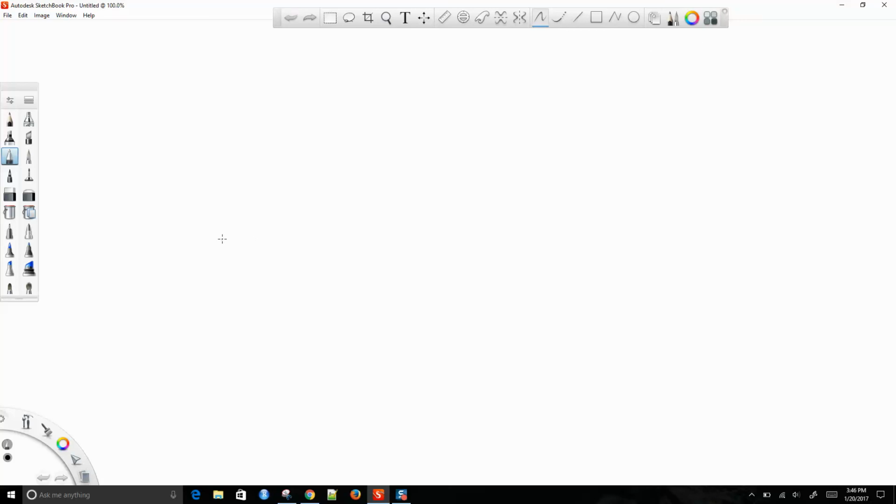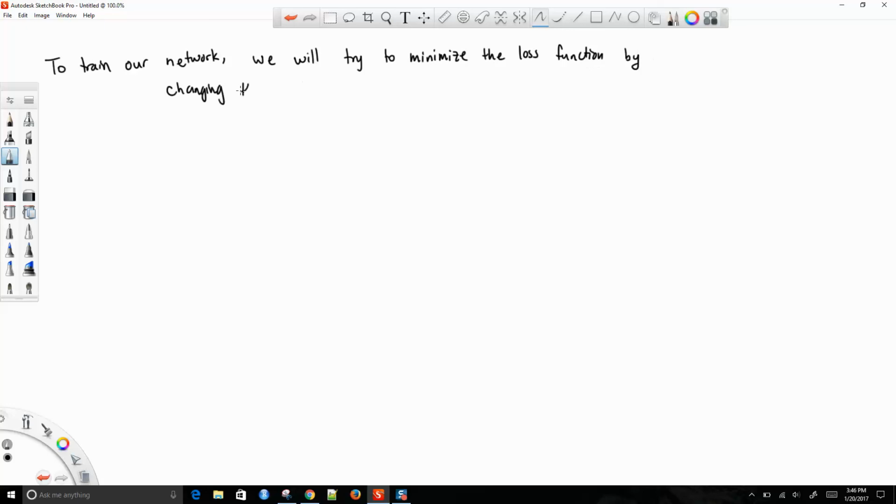Okay. So to train our network, we will try to minimize the loss function by changing the values in W1 and W2. Does that make sense?